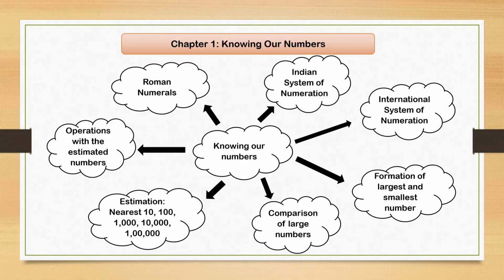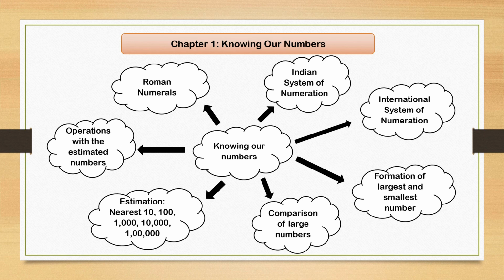We have completed the first chapter, that is knowing our numbers. Now let's have a quick recap of this chapter with the help of a mind map. In this chapter, we learned about Indian and international systems of numeration, and we also learned how to form the largest and the smallest number from the given digits.